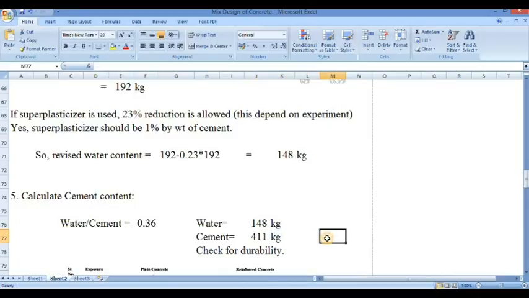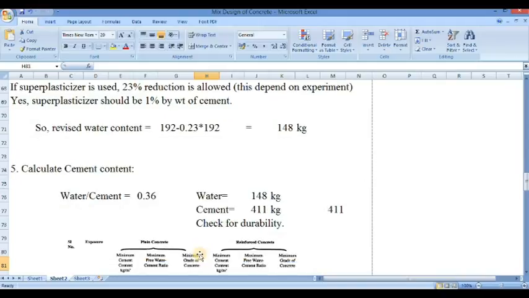How? Just divide your water, that is 148, divided by 0.36, and you get 411 kg of cement. Check for yourself also. So now you have found the cement content, but as per the recommendation of IS 456:2000, you have to check this cement content for durability. You have already learned from my previous videos what durability is, what its importance is, and how durability affects your cement content, water by cement ratio, everything.